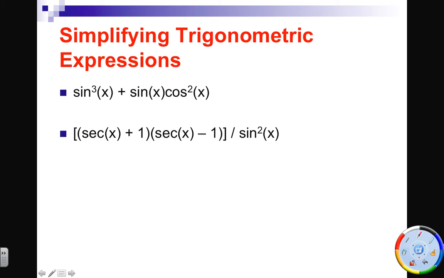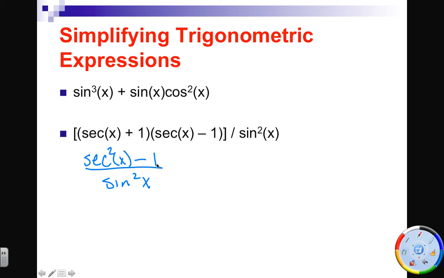What about this one? This is secant plus 1 times secant minus 1 divided by sine squared. So let's see what this does. If I have something that I need to multiply, that just kind of makes me want to multiply it, all right? So if I do secant plus 1 times secant minus 1, I get secant squared x. Notice they're conjugates, so the inner and the outer cancel each other out. And I get secant squared minus 1 divided by sine squared x.